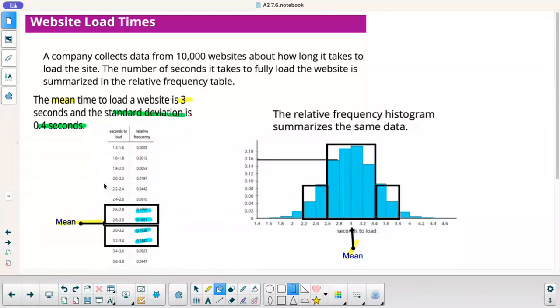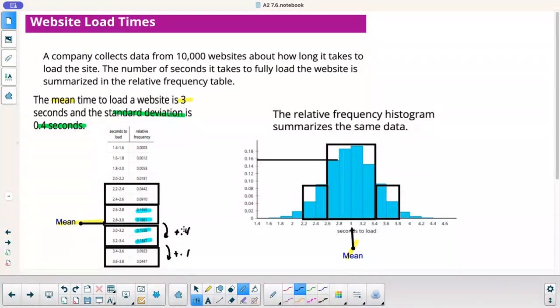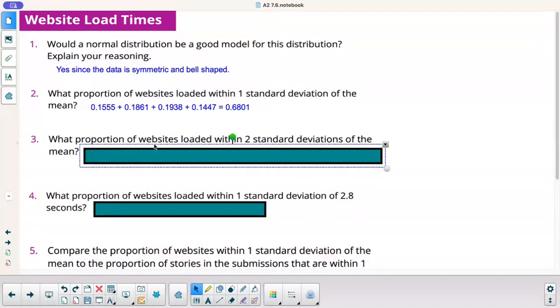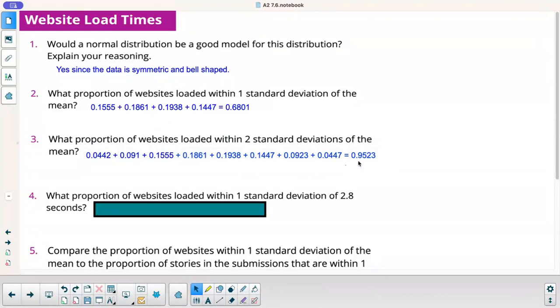Let me redo that box. So there's another standard deviation. And then I'm going from 3.4 up to 3.8. I'm basically just going up 0.4. And then here I'm going down 0.4, down 0.4. So I'd add all 8 of these numbers up. Let's highlight these here. Add those all up, and that will give me my new answer. So add all those numbers and get 0.9523.